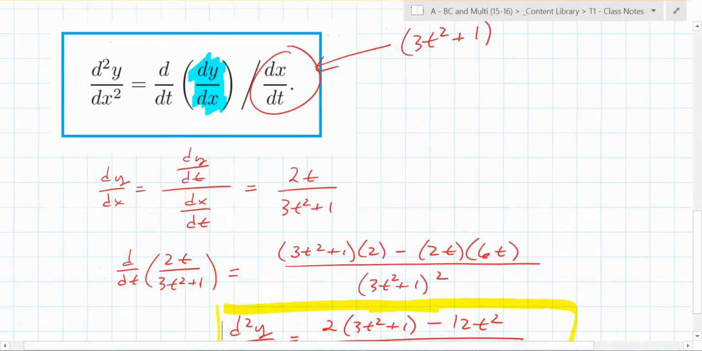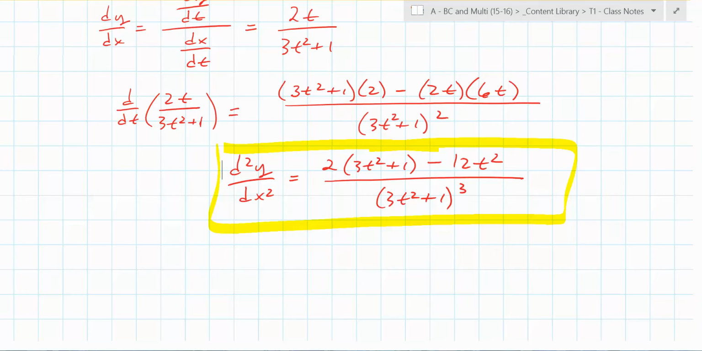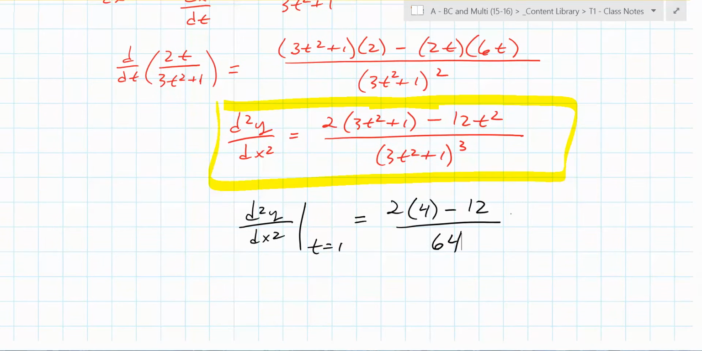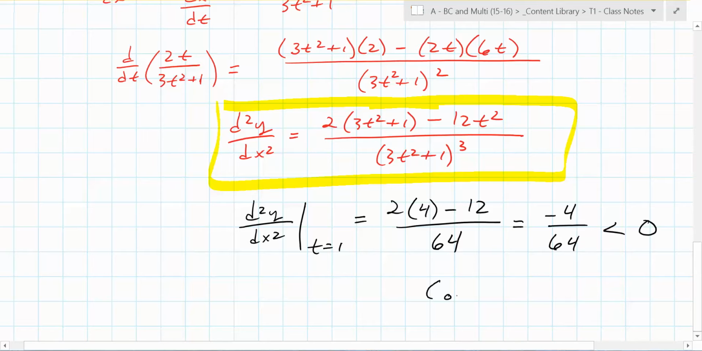Is the curve concave up or down at t equals 1? So what do you now do? Plug it in. You're just evaluating the second derivative at t equals 1. So what do you end up with? 2 times 4 minus 12 over 64, right? Which is negative 4 over 64, which is less than 0. So it's going to be concave what? Concave down. Exactly.